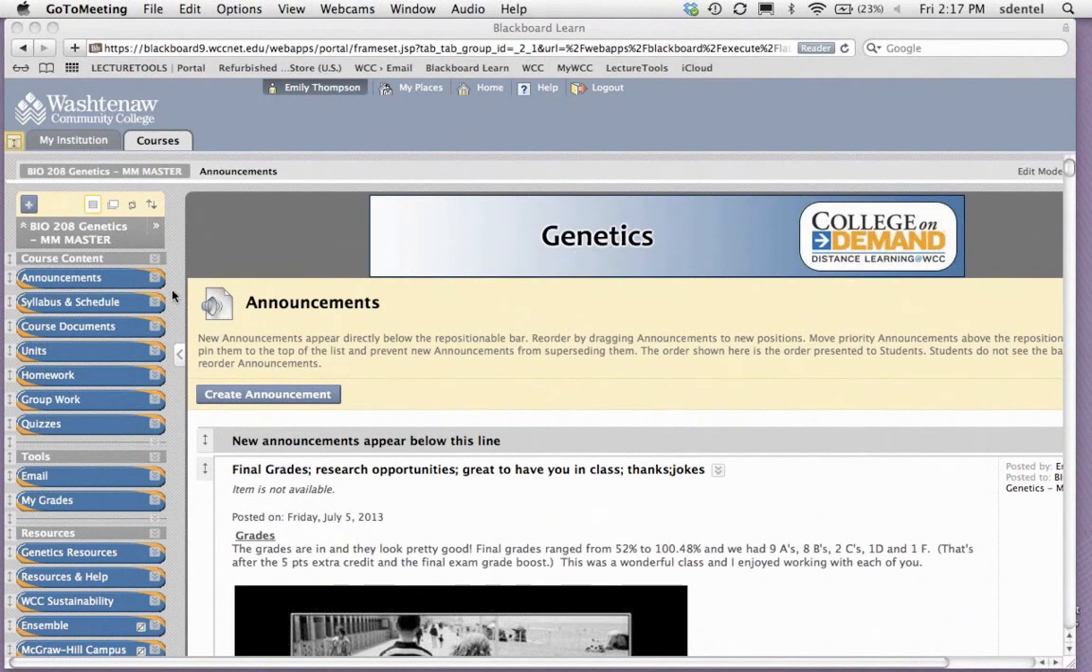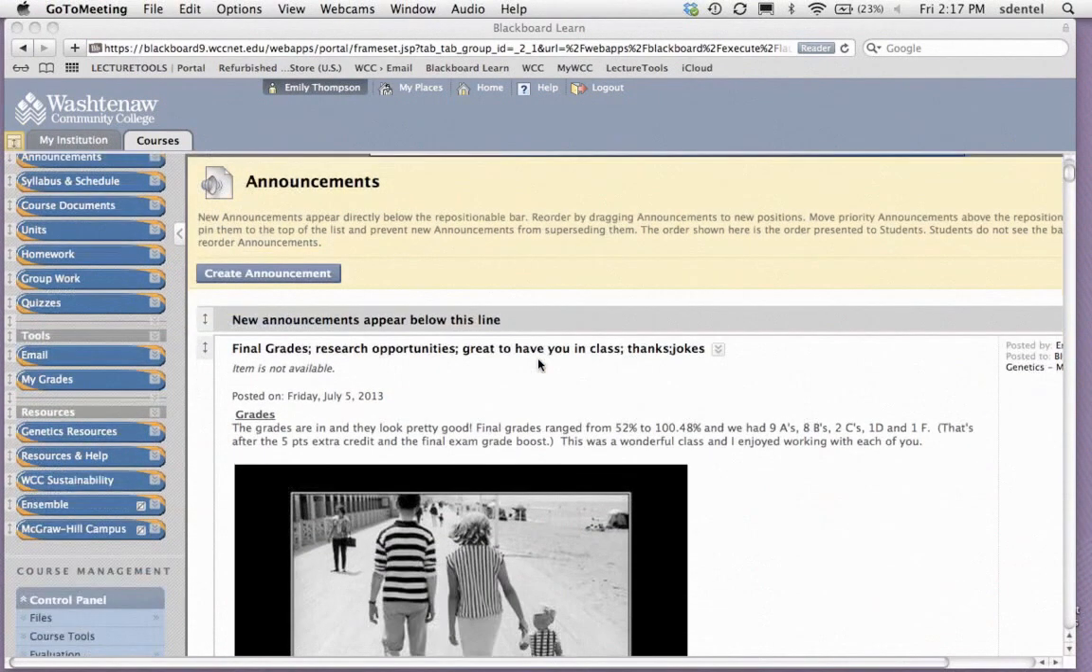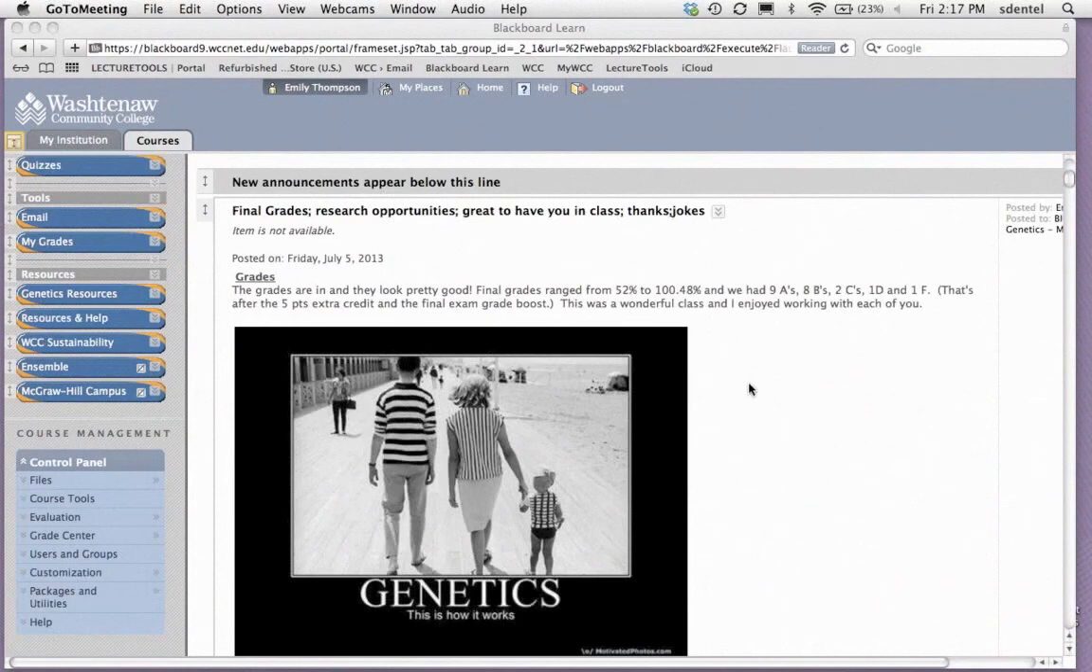All right, just showing you here the buttons that I have. Much of my material is contained within the units. Before we go there, I'd like to show you a humorous slide here in the announcements. The announcements allow us to put pictures in, and this particular one is about genetics. This is how it works, and so I'll let you look at that.